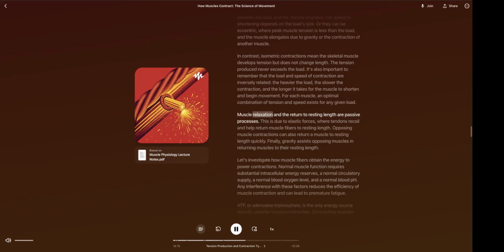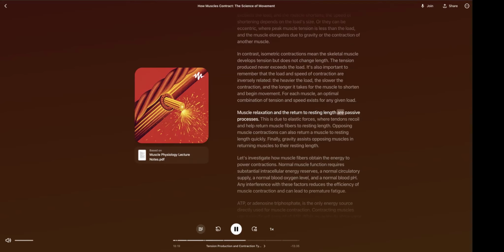Muscle relaxation and the return to resting length are passive processes. This is due to elastic forces, where tendons recoil and help return muscle fibers to resting length.